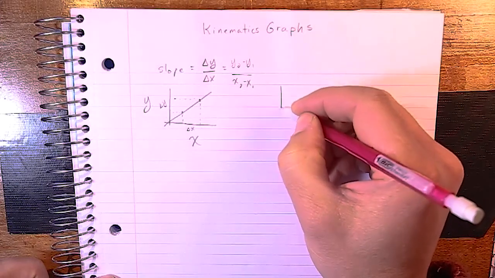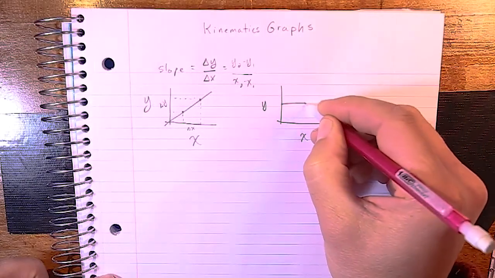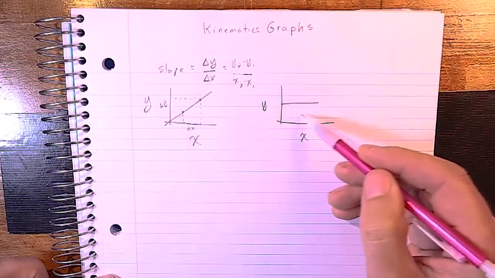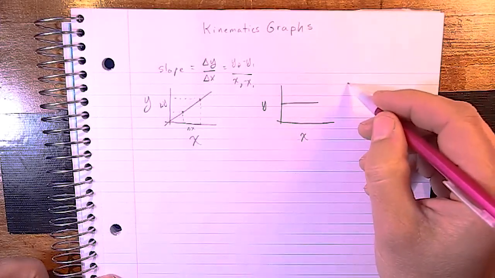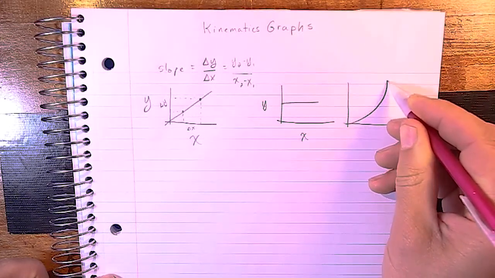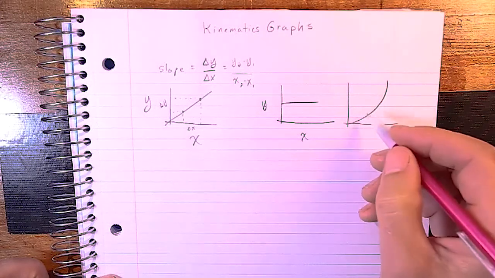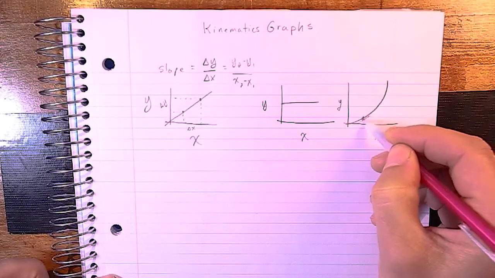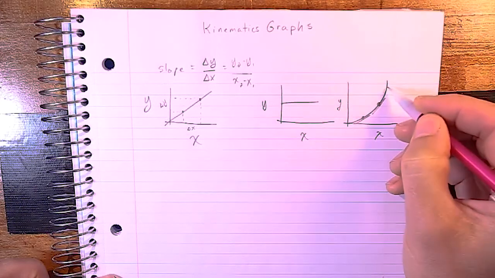So let's look at a couple of other examples of slope. Let's say again we have a y and an x, and we have a line here that is not changing y. Y is not changing. So therefore our slope is 0. What if we have something, for example, like this? Now the slope is the tangent line at any single point. If we look at the slope right here, the slope is actually relatively low. But as time is going on, the slope is getting steeper.